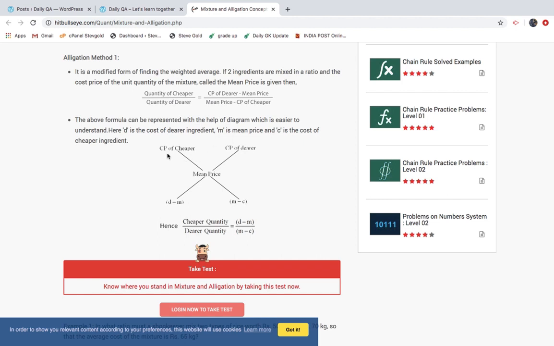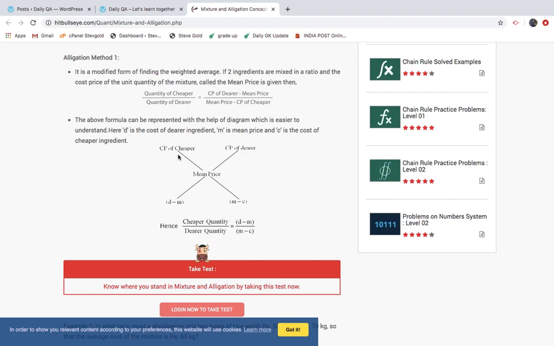So what we do is, Cp of cheaper is written here, Cp of dearer is written here, and in the center we write the mean price. Then since the Cp of cheaper will always be less than the mean price, we write mean price minus Cp of cheaper, that is M minus C, here. Then Cp of dearer will always be greater than the mean price. So we write D minus M here.